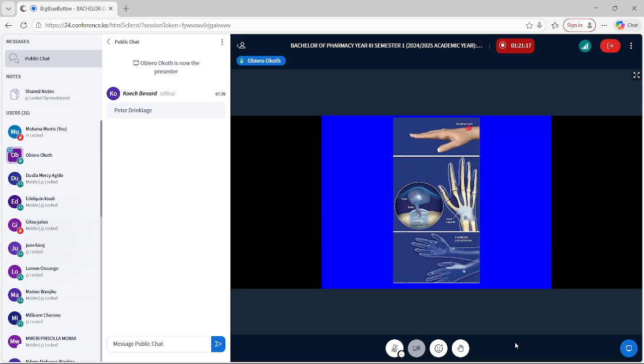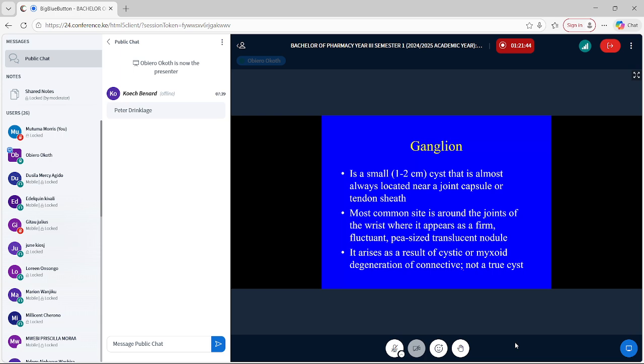Very common. But basically, it's there when you have synovial fluid extravasating from a capsule and then swelling over there. Very common locations. It can appear there, it can appear around there. It's fairly innocuous. You cut it, remove the capsule, and that's it with the ganglions. Okay.